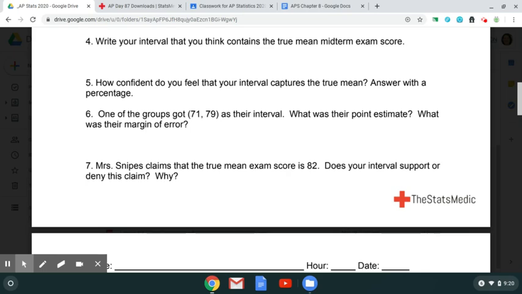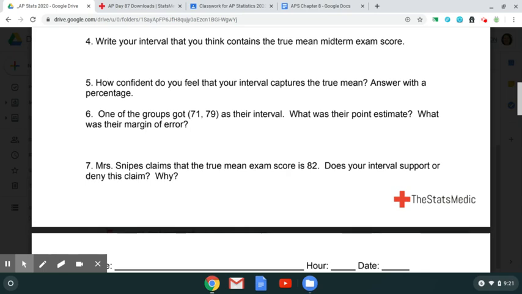Assuming that we've done this, one group who got a different mean than we did created the interval of 71 to 79. If you didn't write your interval in number 4 in interval notation, that's what this is. The low end of the interval is 71, the high end of the interval is 79. That is not a coordinate.